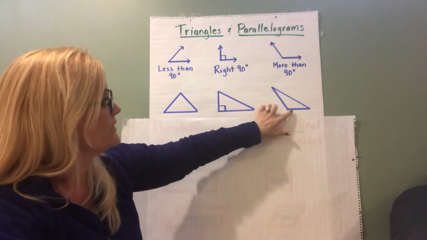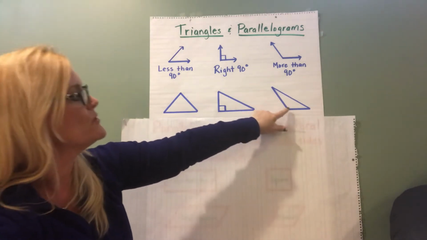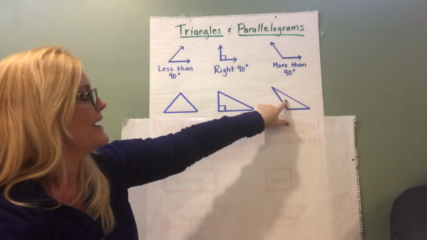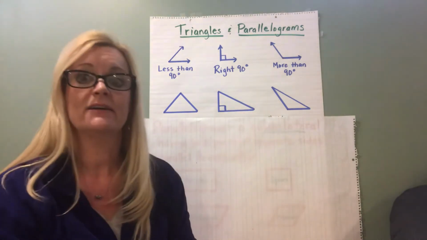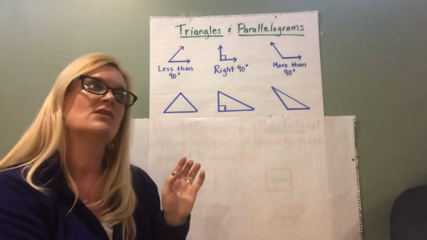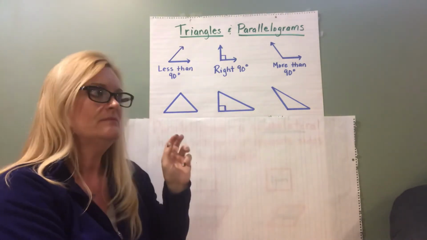And this one over here, you can see that this big angle, as long as there's one angle that's more than 90, okay, so that angle is more than 90 degrees. That's an obtuse triangle. You can also classify triangles by the lengths of the sides.